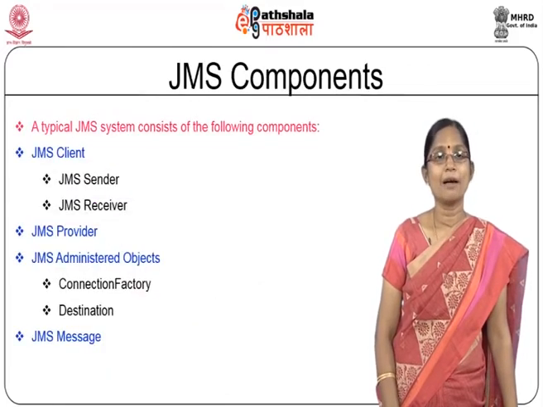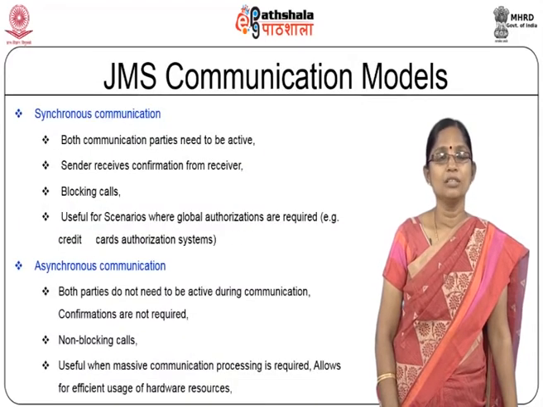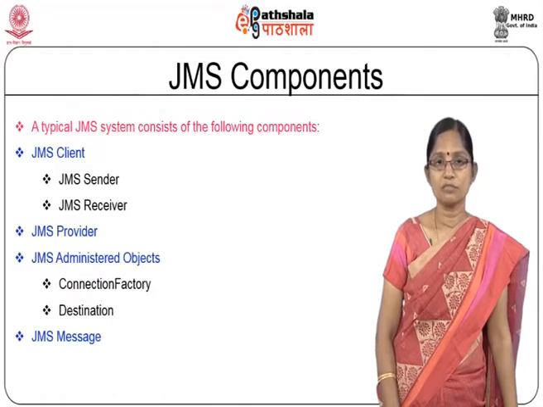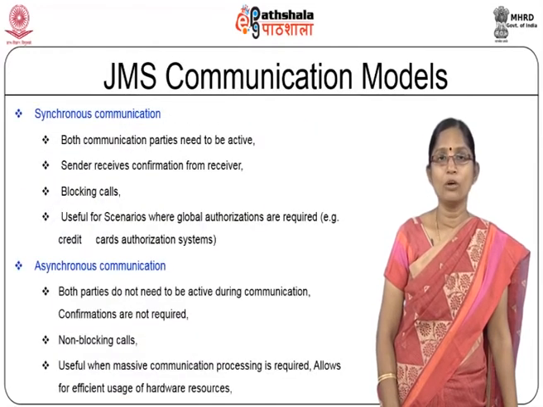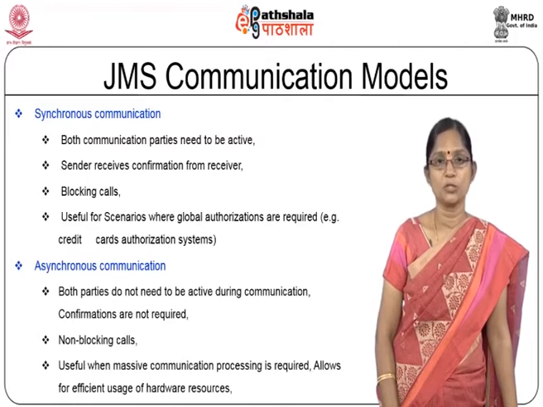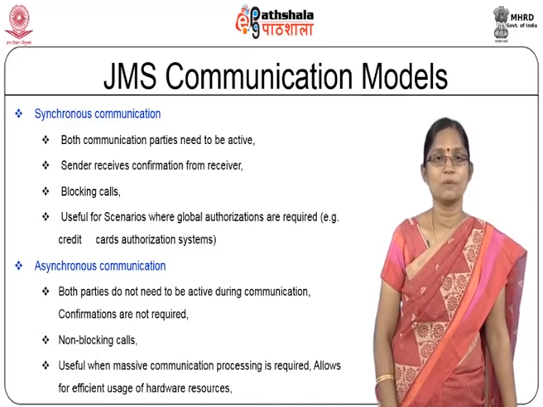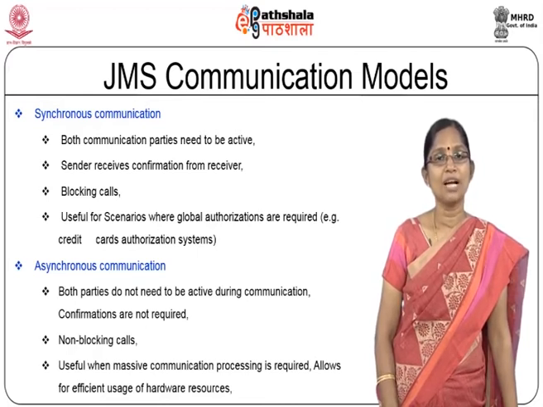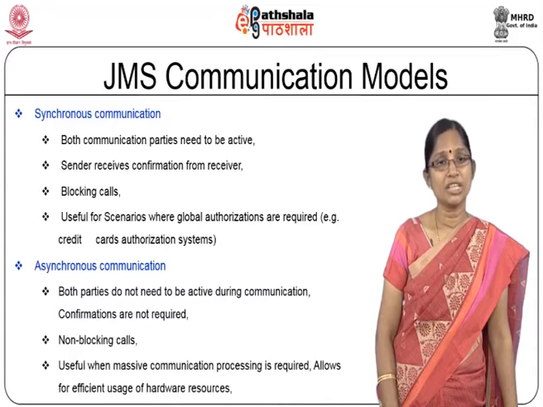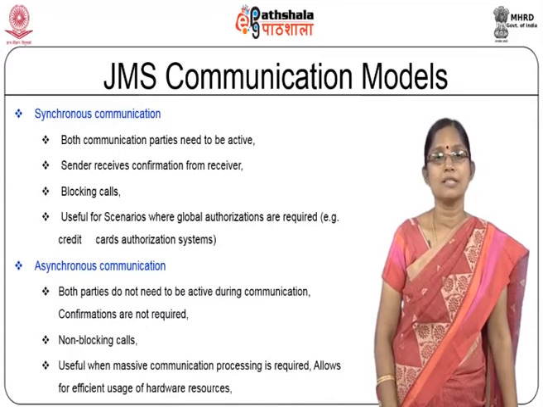We will look through each and every component in the upcoming slides. Now, before going through the components of JMS one by one, let me give you an overview of JMS communication models. There are two types of communication models followed in JMS, synchronous communication and asynchronous communication. In synchronous communication, both the communication parties need to be active. The sender receives confirmation from the receiver.